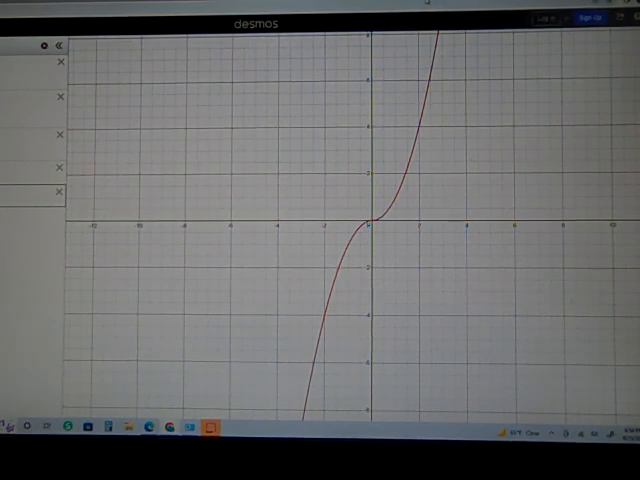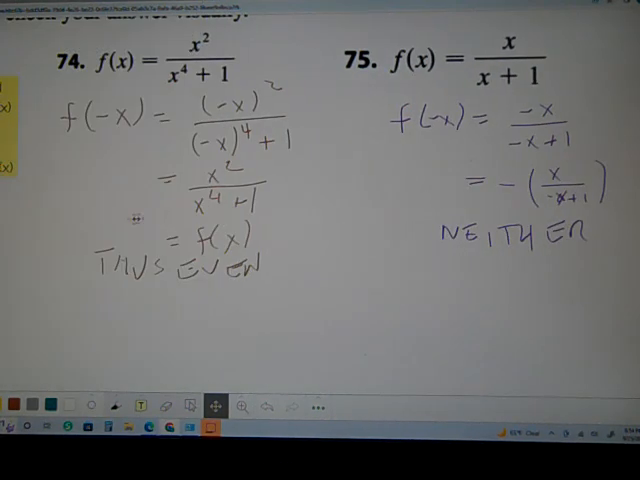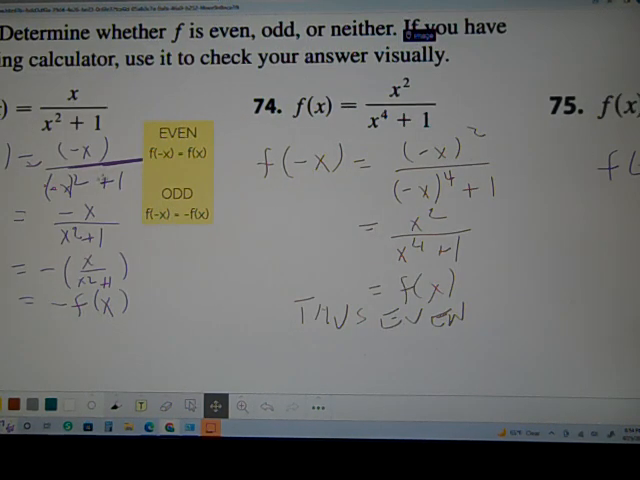These are the proofs you need to be able to do. You've got to know that it always starts with substituting negative x right here, or here, or here, or here. Okay, this is in section 1.1 of the Stewart Calculus textbook for practice.